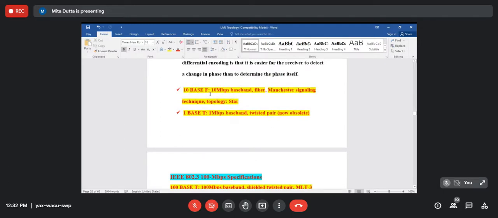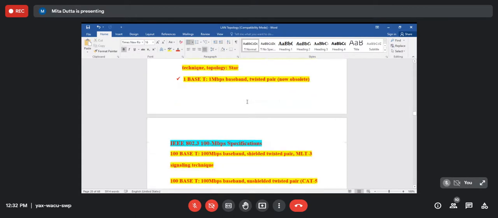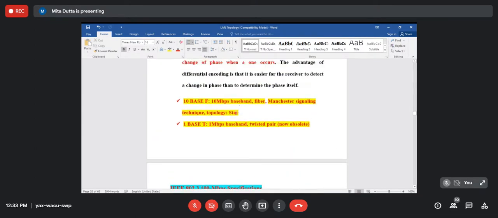For baseband LAN, we are using Manchester or differential Manchester. Manchester definitely we use, and differential Manchester sometimes we use, but we have not yet seen differential Manchester. And why are we using Manchester? What are the advantages of the Manchester encoding technique? It is self-synchronizing. We don't need to bother about clock. And it has no DC component. All these are the advantages over other signaling methods.